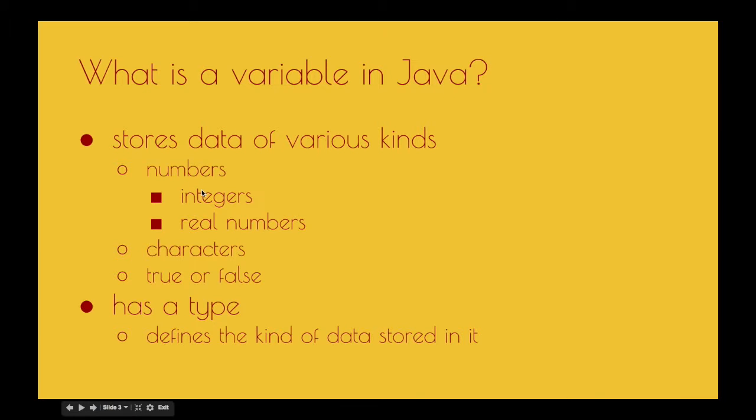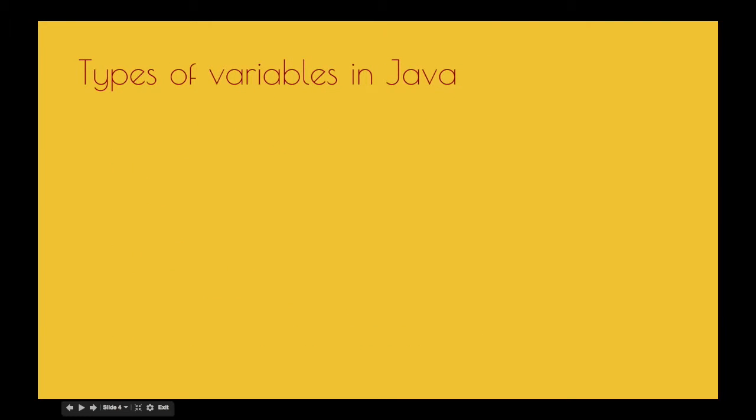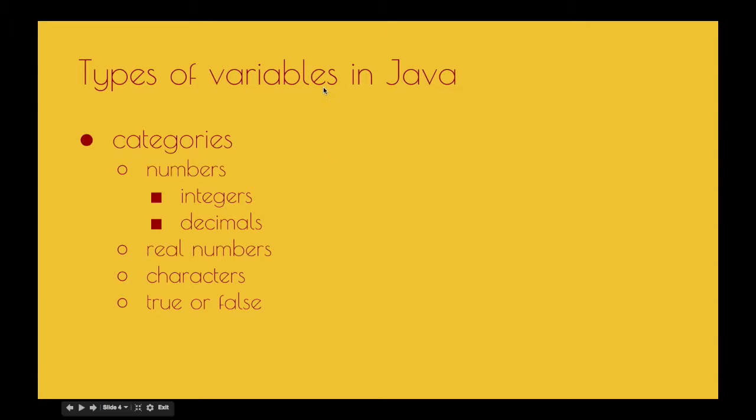These types store numbers, which include integers and real numbers, by which I mean decimals. They also store characters, and they can store whether something is true or false. Variables also have a type, and their type defines what kind of data they store. As you can see, there are some types that overlap. You'll have multiple types storing integers, multiple types storing decimals and a variety of real numbers. You have one type storing characters and one type for true or false.